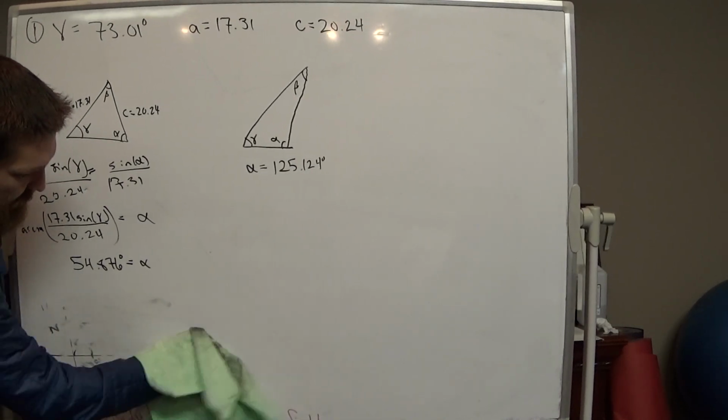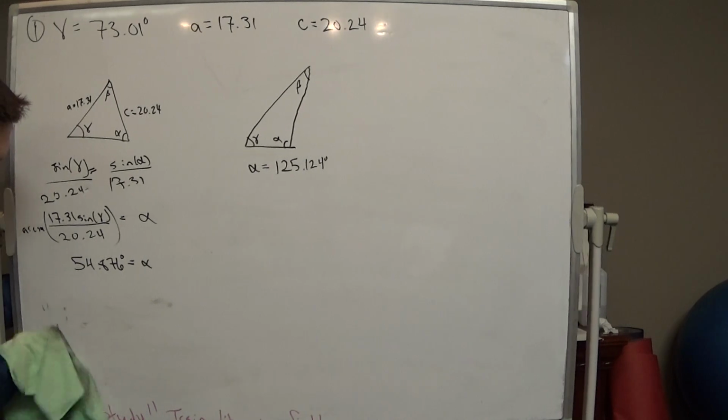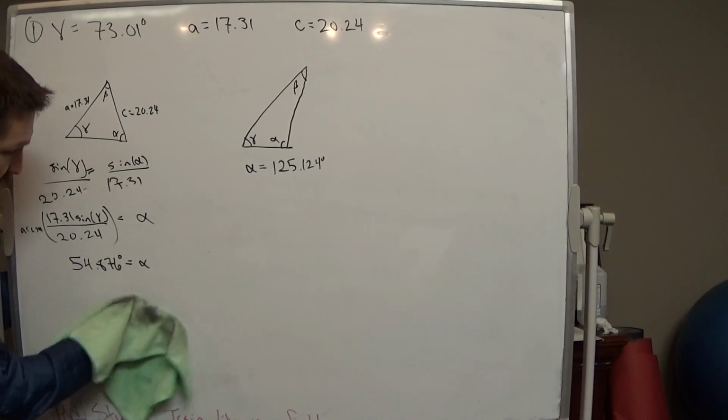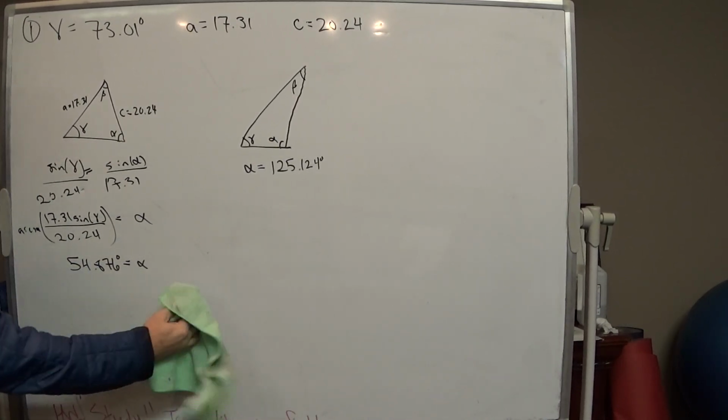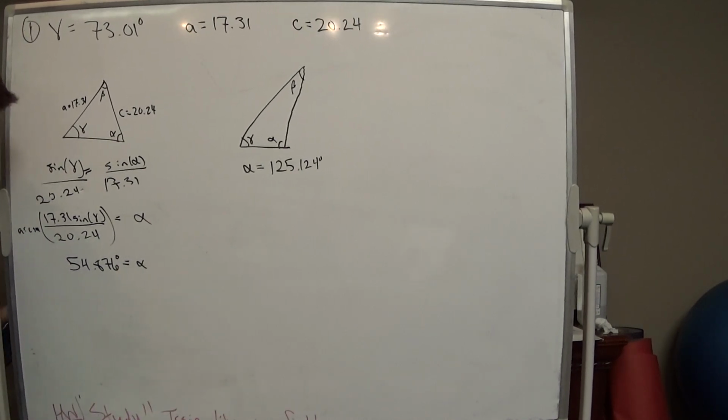Beta. Because all we need to do, right? If we have two angles, we can find the third. And that's too easy, right? So that's what I'm going to do. I'm going to find beta first. I'm going to say, okay.